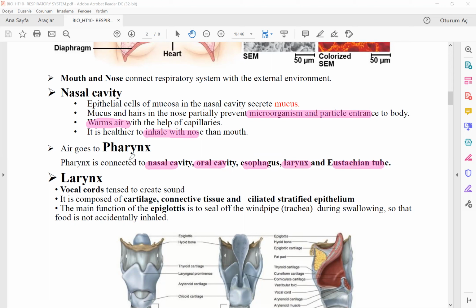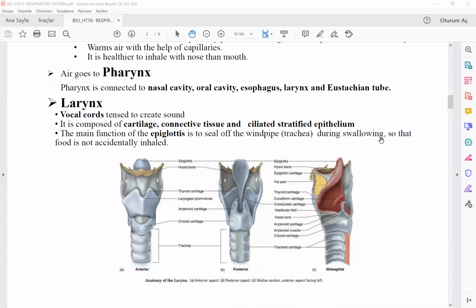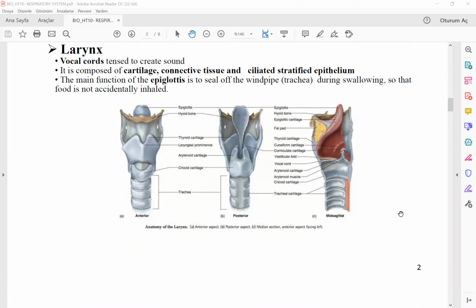Then after the pharynx, air goes to the larynx, and there are vocal cords in the larynx, and the larynx creates sound with the help of the vocal cords. The larynx is composed of cartilage, connective tissue, and ciliated stratified epithelium. Actually, this is the trachea. The trachea is also connected with these three types of tissues: cartilage, connective tissue, and ciliated stratified epithelium. And there is the epiglottis in the larynx.